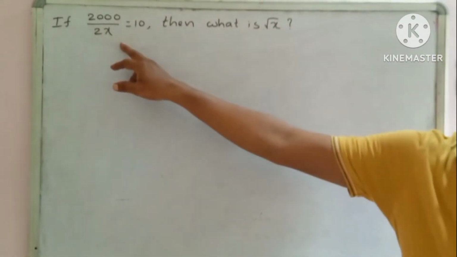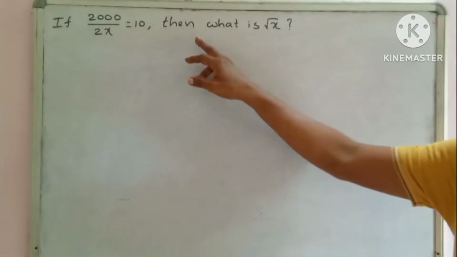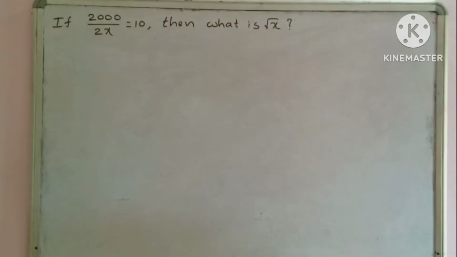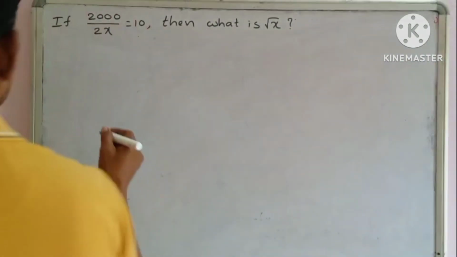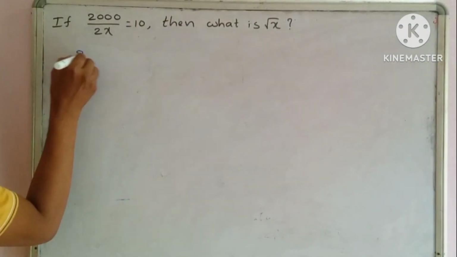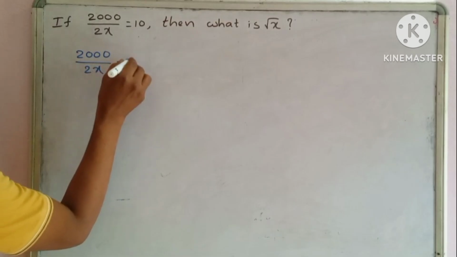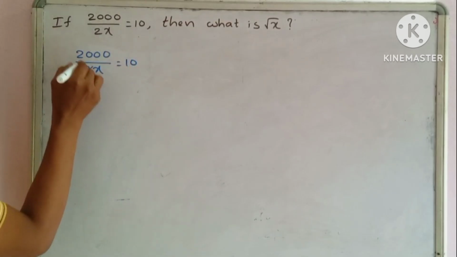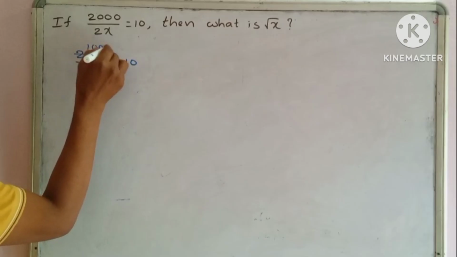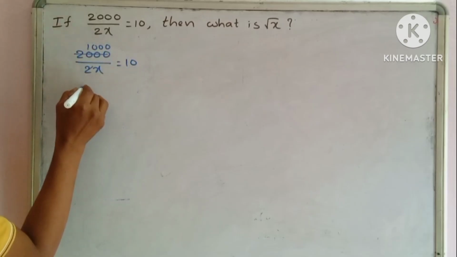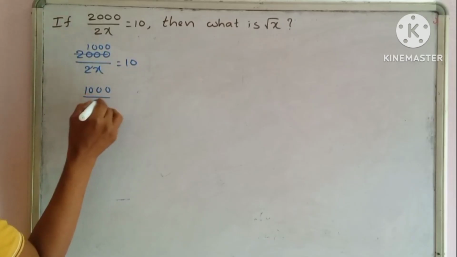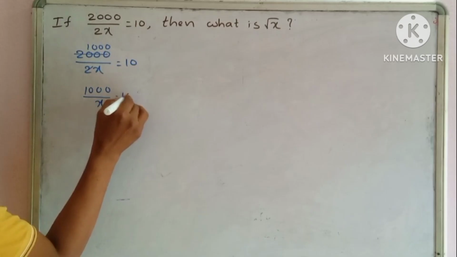If 2000 by 2x equals 10, then what is root x? See, 2000 by 2x equals 10. Okay, 2000 divided by 2 is 1000, so 1000 by x equals 10.